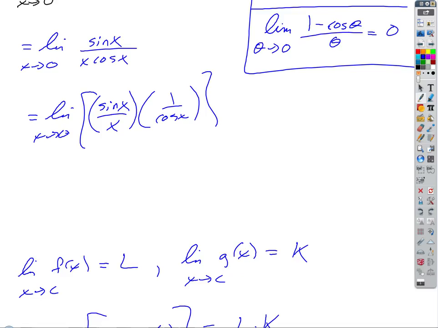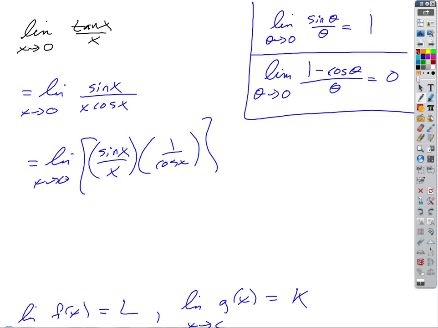So how does that help us here? Sin x over x. That's one of our special limits, right? The limit of sine theta over theta as theta approaches 0 is 1. Well, replace the thetas with x's, right? So this one goes to 1. What does this one do? As x approaches 0, what does cosine x approach?